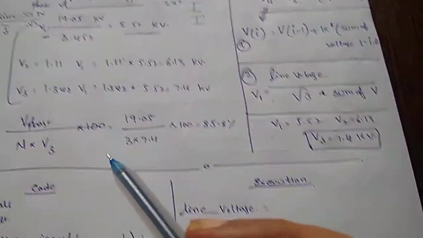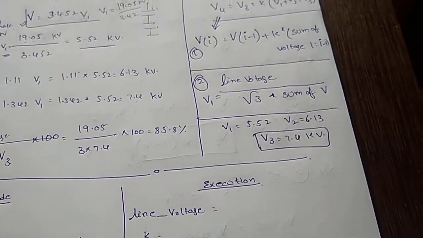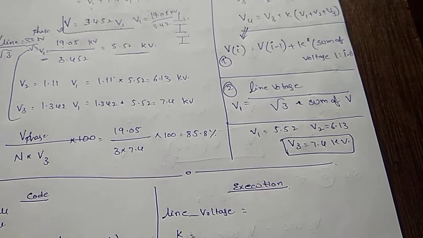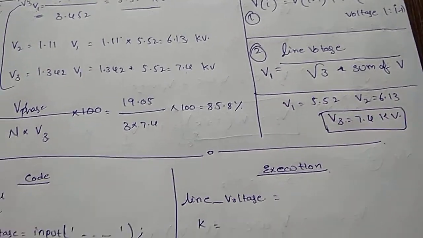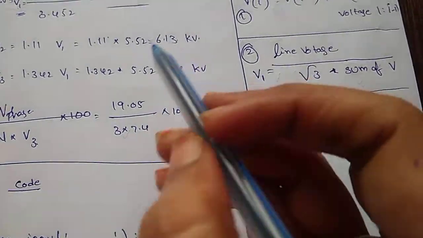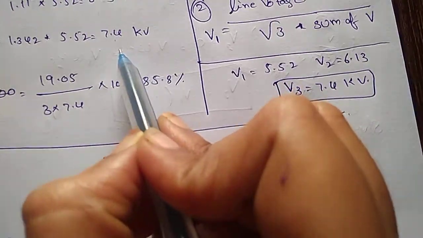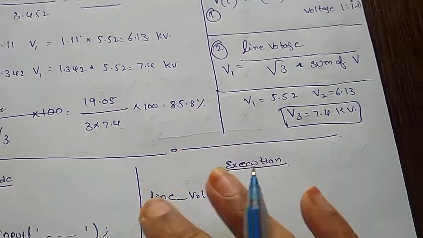For string efficiency, phase voltage divided by number of discs multiplied by the maximum voltage. We can say which is the voltage of the disc nearer to your conductor, for that we just come across that point also. So the last disc I am assuming as 7.4 kV. So I am just placing and multiplying this.